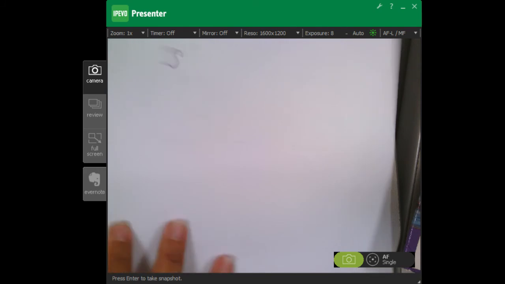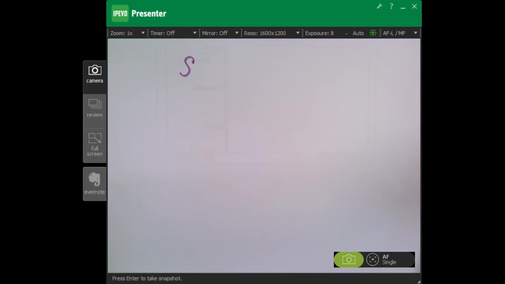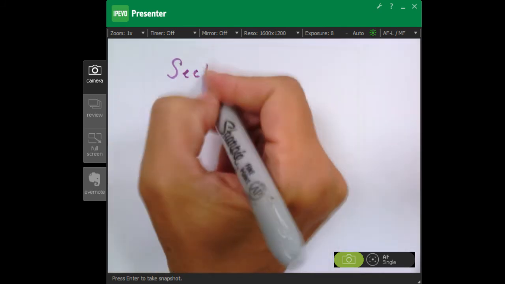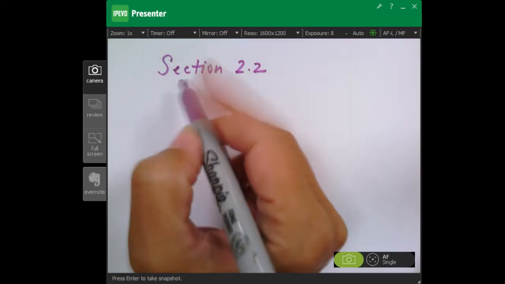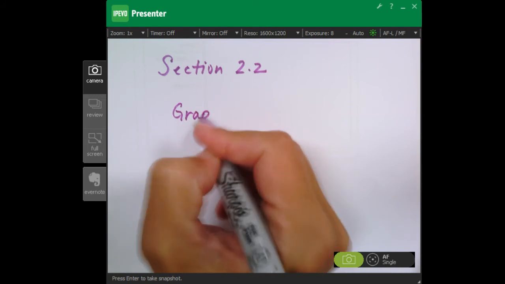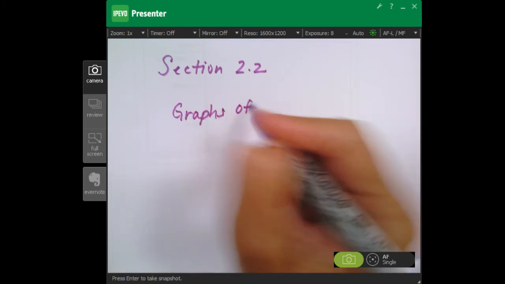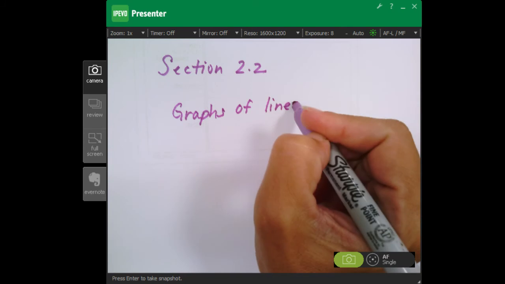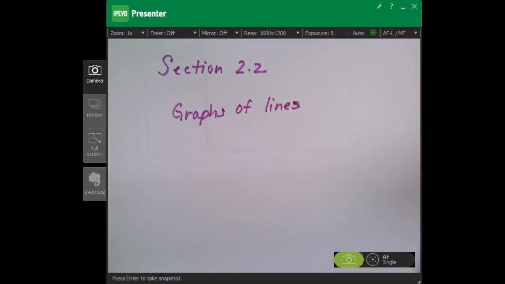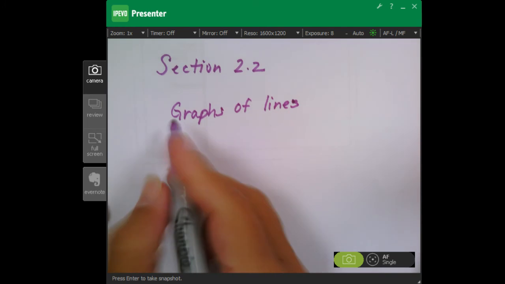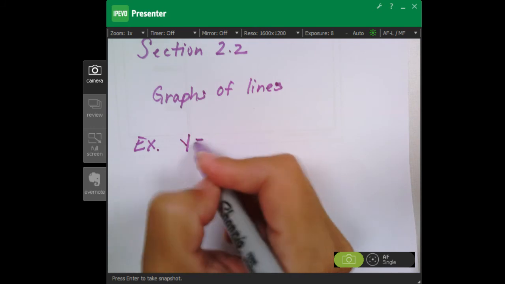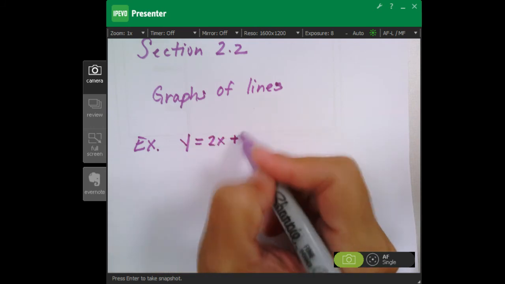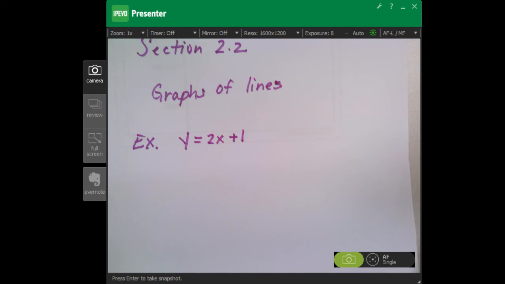So for section 2.2, this will be the first section that we'll cover. And from this section, what we're going to focus on is graphs of lines, okay? So all of our equations will be for linear equations. For example, go ahead and write this first example down. Write down the equation y equals 2x plus 1. We know it's linear because x is to the first degree and y is to the first degree.